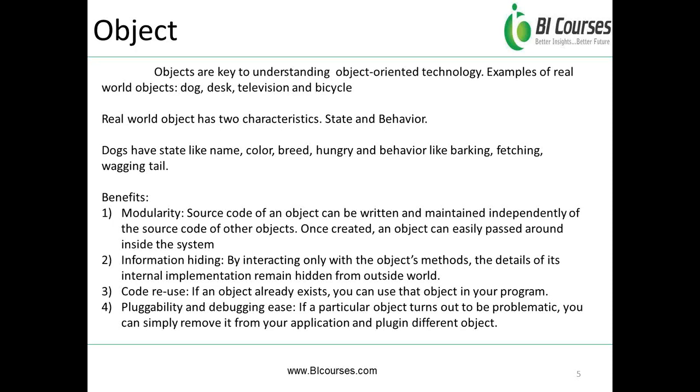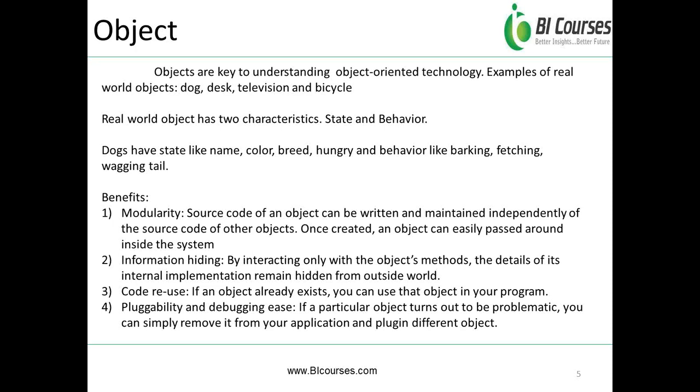If you take a dog as an example, it has a name, color, breed, hungry. These we call the state. And a dog can bark, fetch, and wag its tail. These we call behavior. So if we take a dog as an example, its features are state and behavior like this. And what are the benefits of an object?